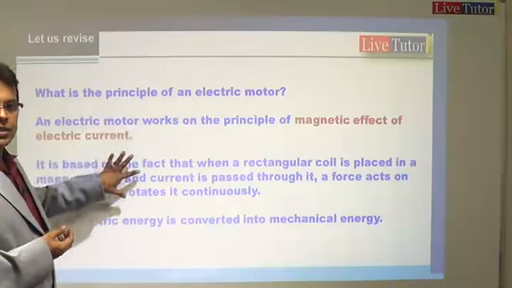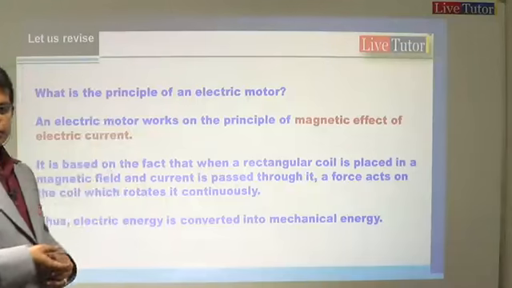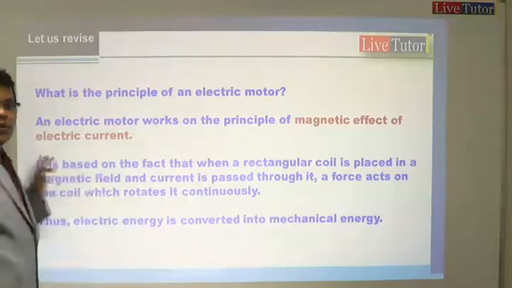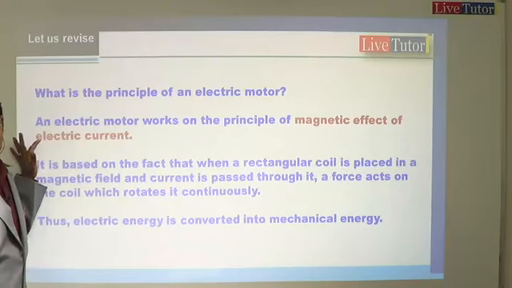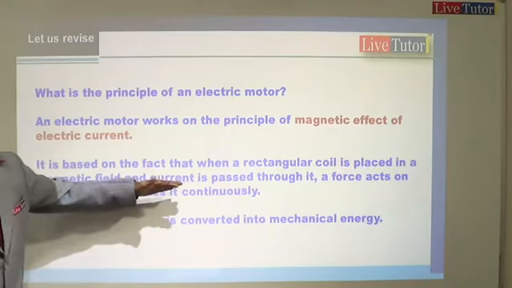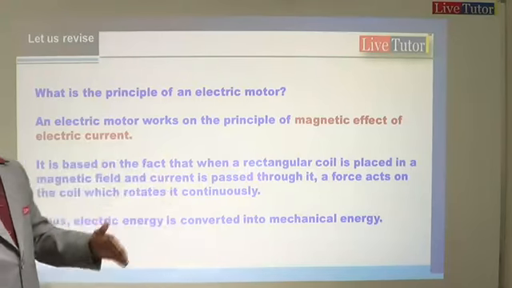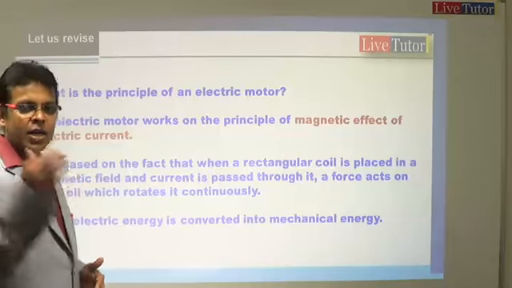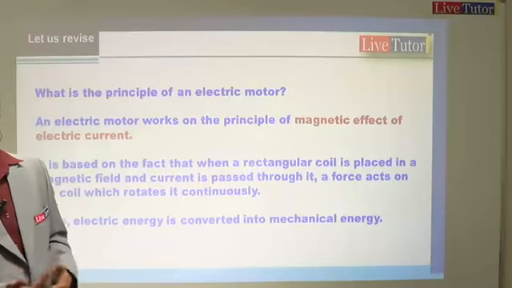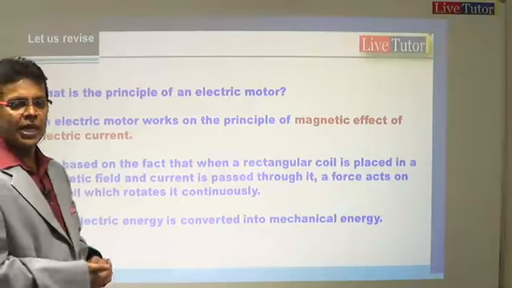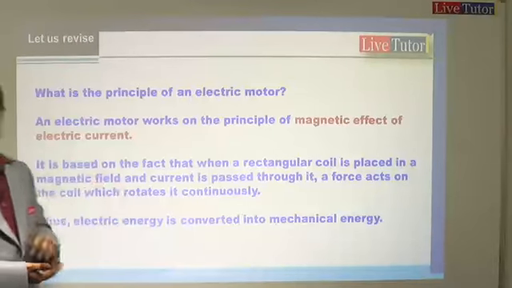The question will be like this: what is the principle of an electric motor? Okay, this is the book bag question. You know that an electric motor works on the principle of the magnetic effect of electric current. That is based on Fleming's left hand rule. That is, it is based on the fact that when a rectangular coil is placed in the magnetic field and current is passed through it, it experiences a force due to which it rotates continuously. Electric energy is converted to mechanical energy. These are the 3 points you can write on the principle of an electric motor.